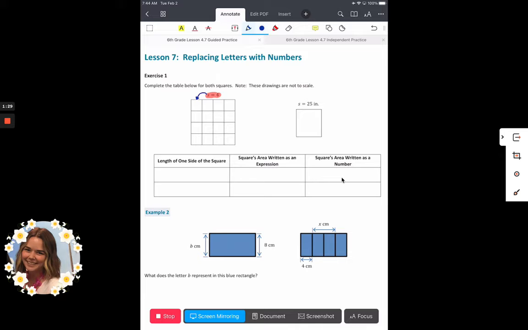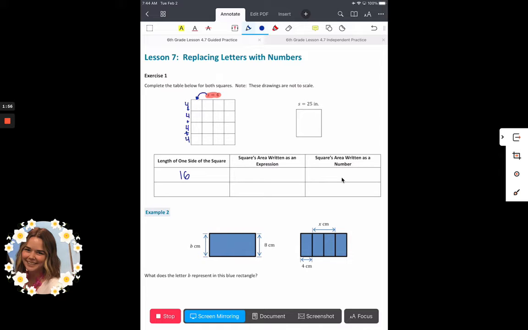So to find the length of one whole side, we have 4, 4, 4, and 4. So we have to add all 4 of those together. So we have 4 times 4. We know that 4 times 4 is 16. So the length of one side of this square is 16.